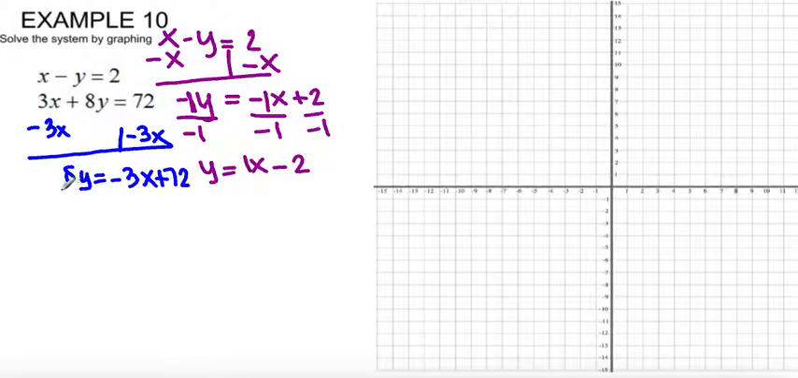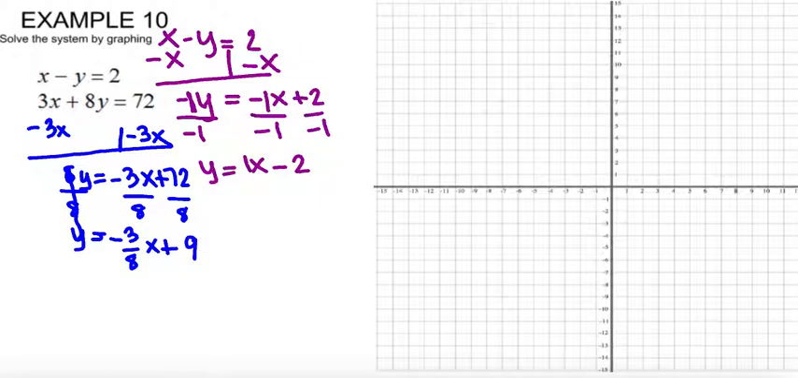I divide both sides by 8 to get the y by itself. So 8 divided by 8 cancels, so I have y equals, and 3 and 8 don't divide evenly, so I just rewrite them. So I have negative 3/8 x plus 72 divided by 8, which is 9.